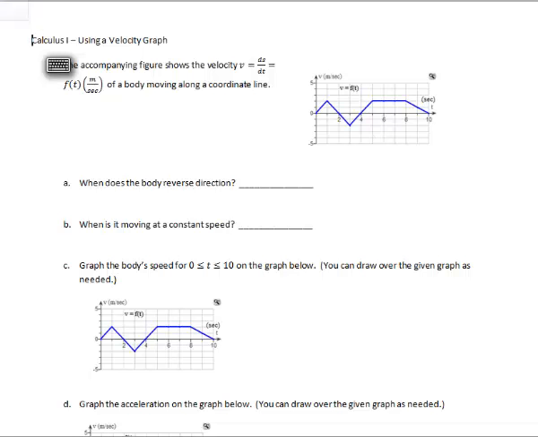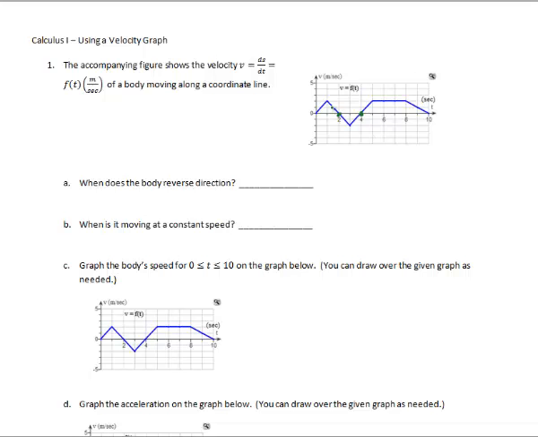And so the first question is, when does the body reverse direction? We know that the sign of the velocity function gives us the direction that our body is moving. So in our diagram, notice that to the left of 2, my velocity is positive. It's above the x-axis. So that means that my body was moving in the positive direction. But notice again, after 2, between 2 seconds and 4 seconds, my velocity is negative. So that means that my body was moving in the negative direction.